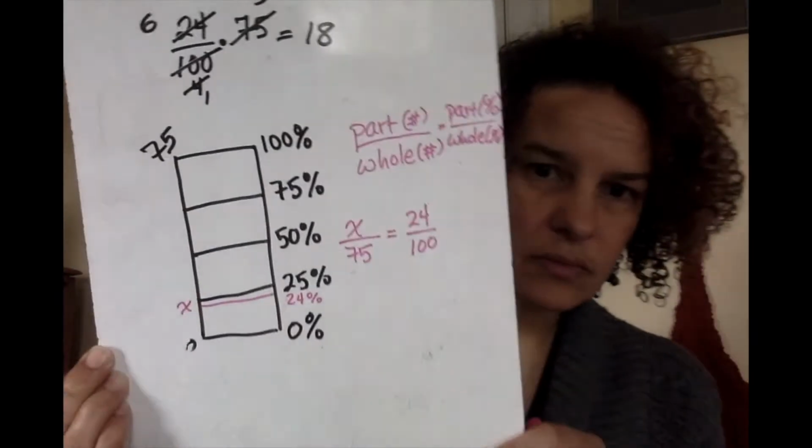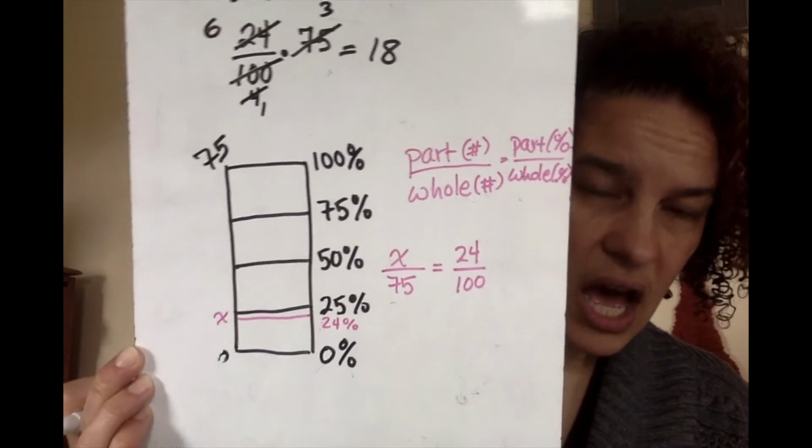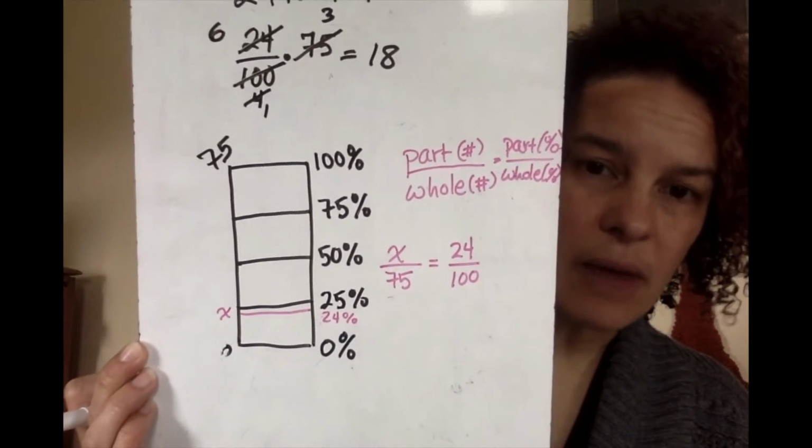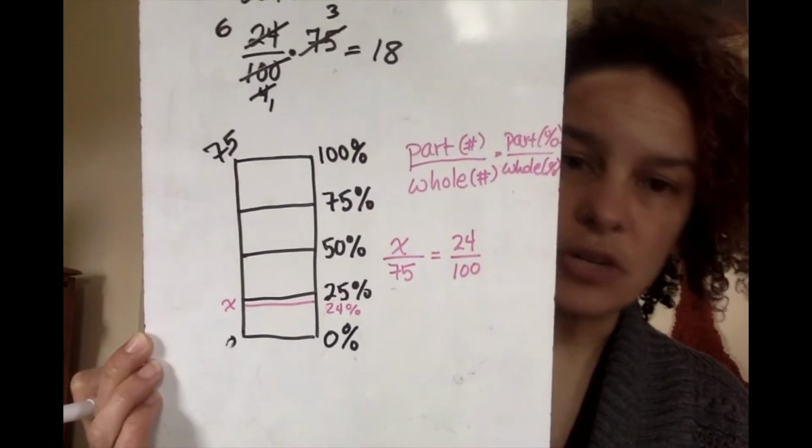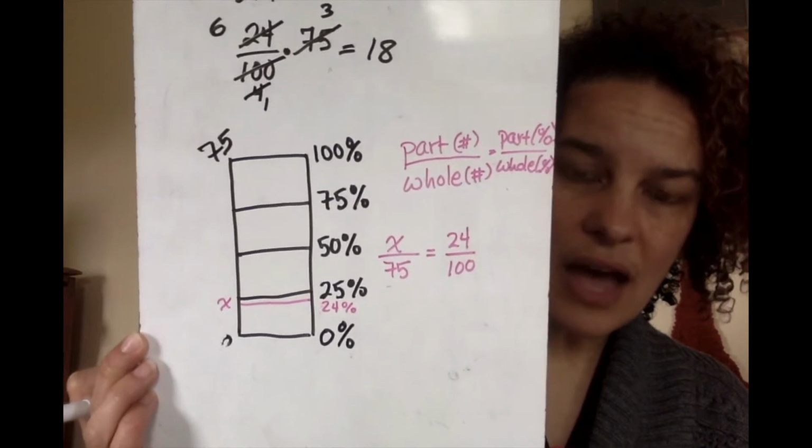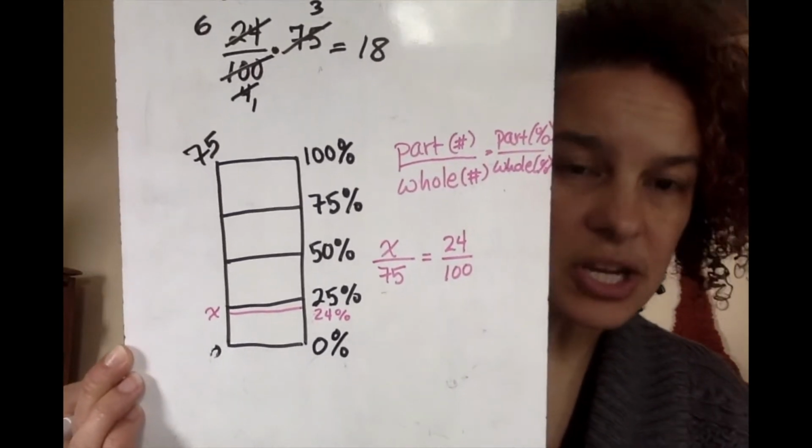So my part with the number is going to be x. Over whole is the complete amount, so 75 is going to equal part over whole of my percentage. So part is 24% over the whole amount, which is 100%. So there you see, I've used my bar model to write a proportion. And now I can go ahead and solve my proportion like I would solve any other proportion.